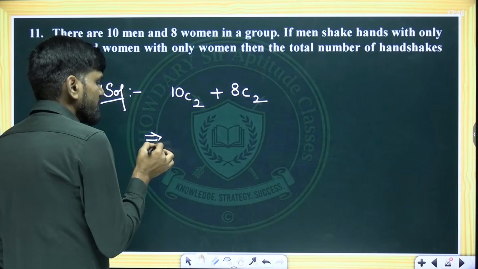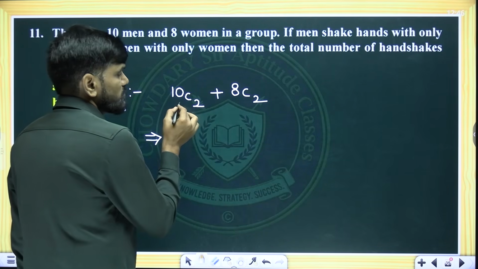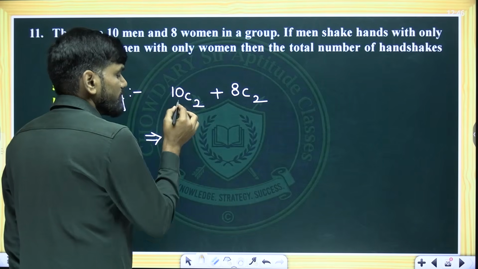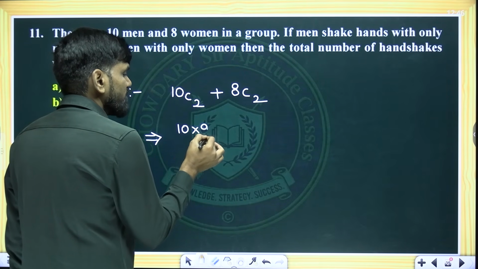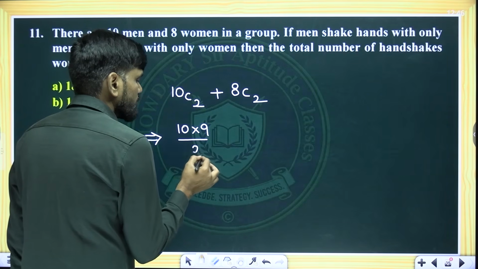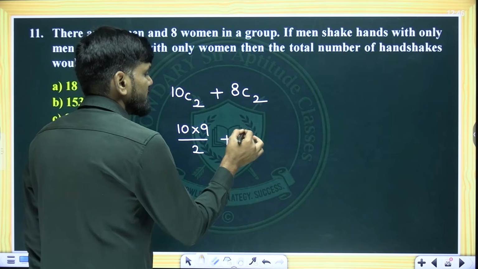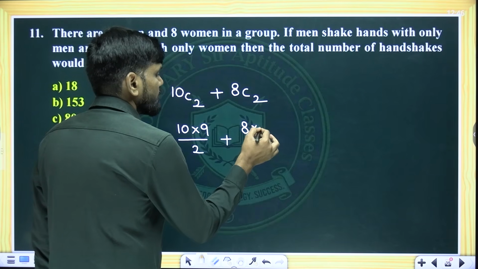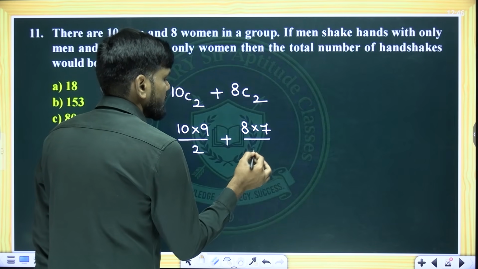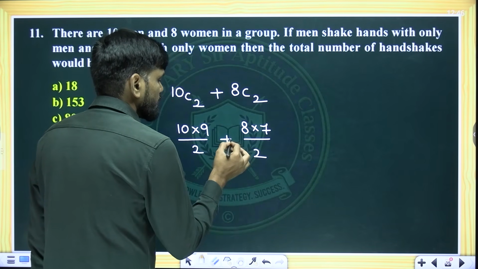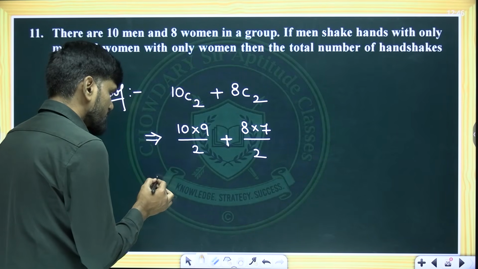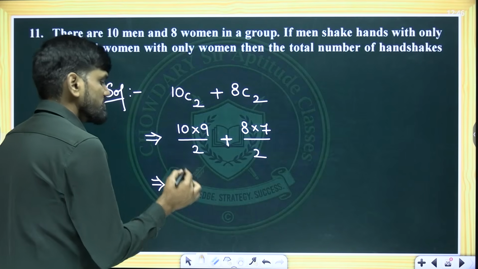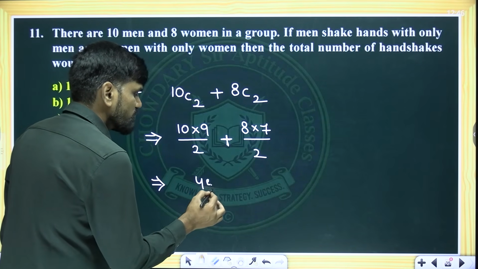10C2 is nothing but n into n minus 1 by 2. So that will give you 10C2, that is nothing but n into n minus 1 by 2, plus 8C2, which is nothing but 8 into 7 by 2. This gives you how much? Just cancel it with 2. 9 fives are how much? 45.